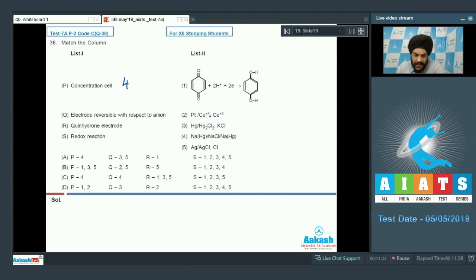If you talk about the Q option, which says that the electrode is reversible with respect to anion, we can clearly see that the electrode reversibility with respect to anion is present in the third electrode and the fifth electrode, which contain the sparingly soluble salts of the given anion. So Q option will be matched with 3 and 5. If you talk about the quinhydron electrode, it is the first electrode which is given to us. And if you talk about the redox reaction, all of these representations include a form of redox reaction. So S will be matched with 1, 2, 3, 4 and 5.